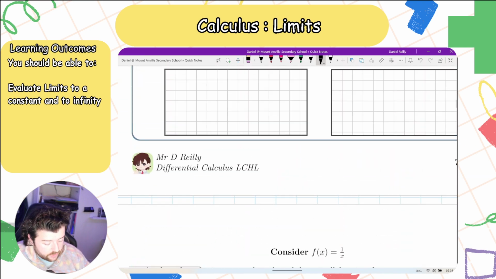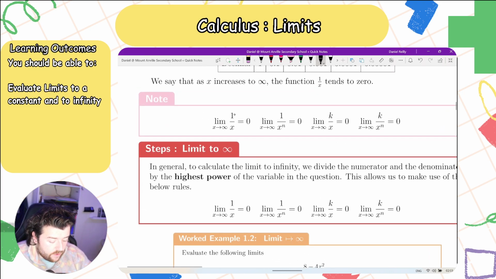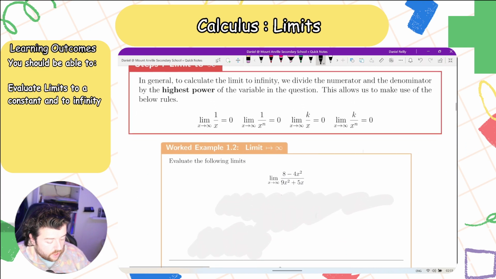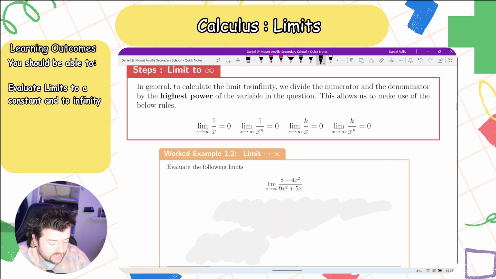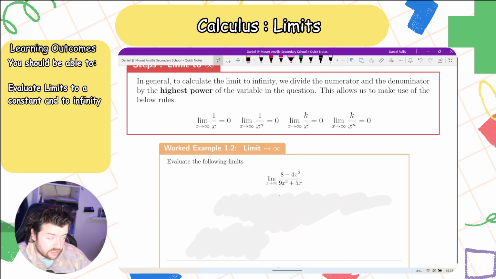We need to remember now, if I have a function 1 over x and the limit is going to infinity, it goes to 0. Especially if it's 1 over an extra power, it goes to 0. A constant over x as x goes to infinity goes to 0. In general, to calculate the limit to infinity, we must divide the numerator and the denominator by the highest power of my variable. That is what we need to do first, and that allows us to then take advantage of these rules.